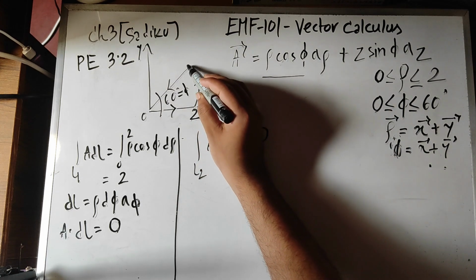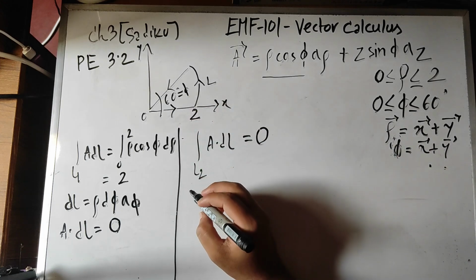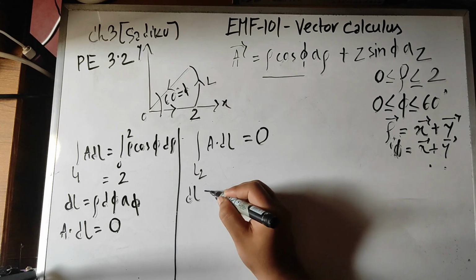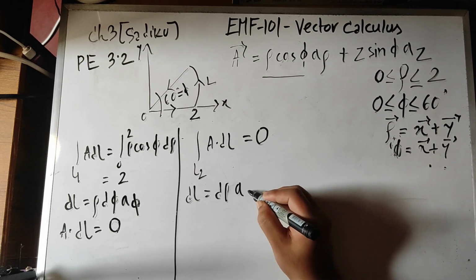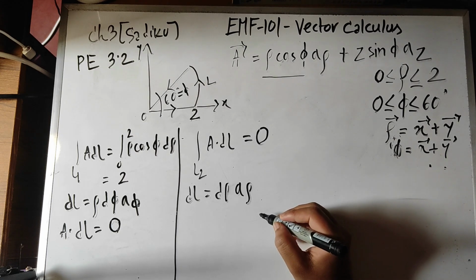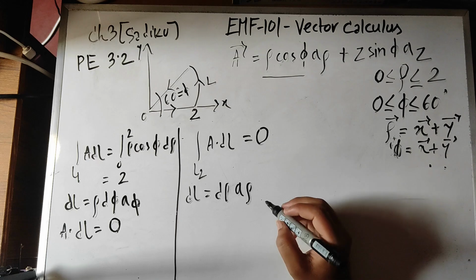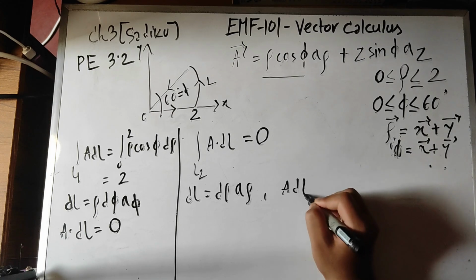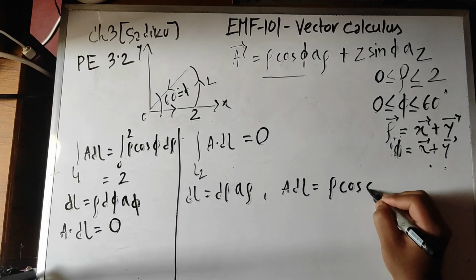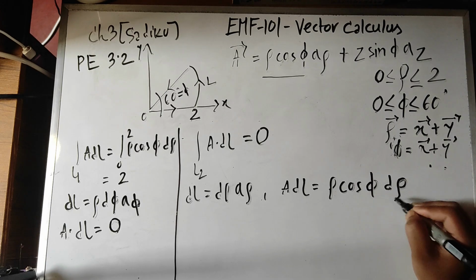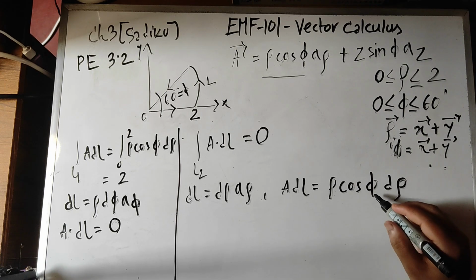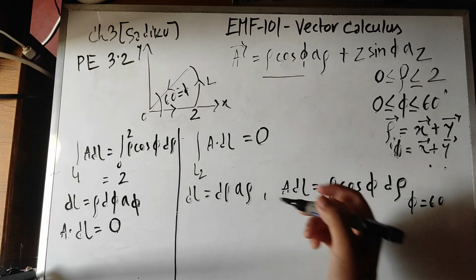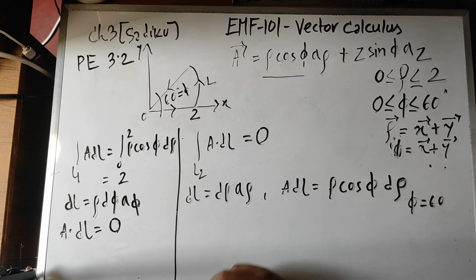Now along this path L3, the differential length is d rho in the direction a_rho. So obviously we would get A·dL equals rho cos phi d rho again, but here phi is 60. So phi is constant, rho is changing from 2 to 0.